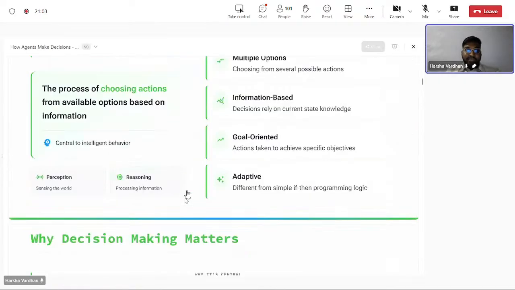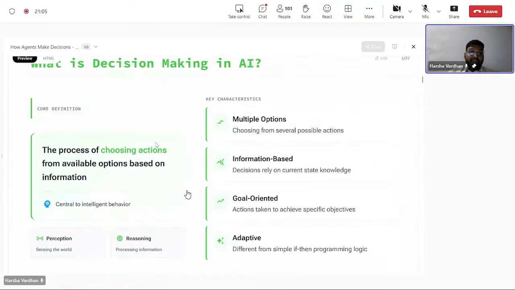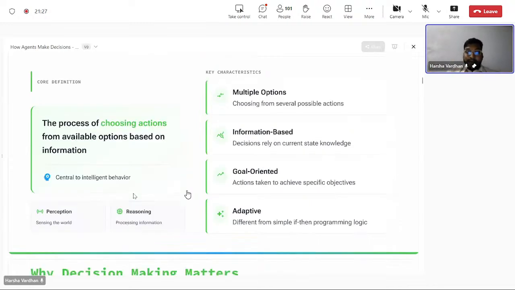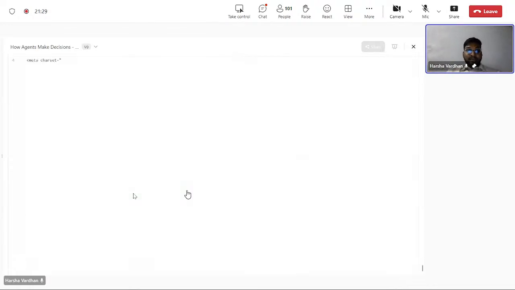We are clear with this slide, I guess. What is decision making in AI? AI chooses out of all these characteristics that I've just explained. It has multiple options, and the actions that it takes are purely information based or input based, and then they are goal oriented, which means they only take actions based on the end goal, and they are adaptive.